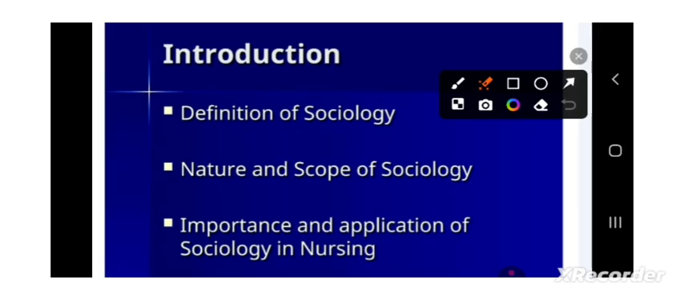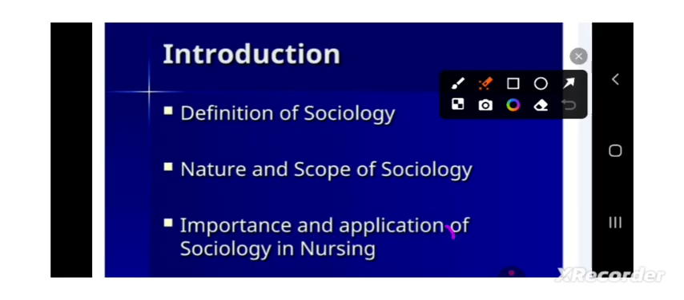Nature and scope of sociology. Nature refers to the characteristics of sociology as a discipline, for example, whether it is a science, how it approaches its subject matter, its methodology, and its relationship with other social sciences. Scope addresses the range and extent of topics that sociology studies. The scope is broad, covering everything from micro level interaction, for example family life and individual group dynamics, to macro level social phenomena, for example social class, global conflict, and institutions like religion, education, and the economy.